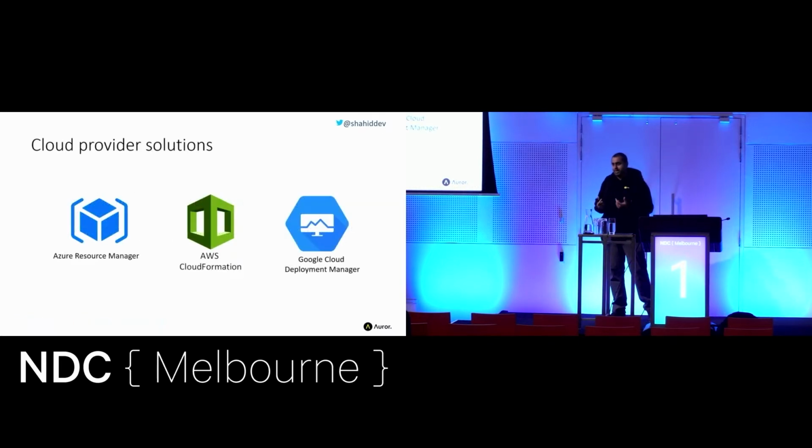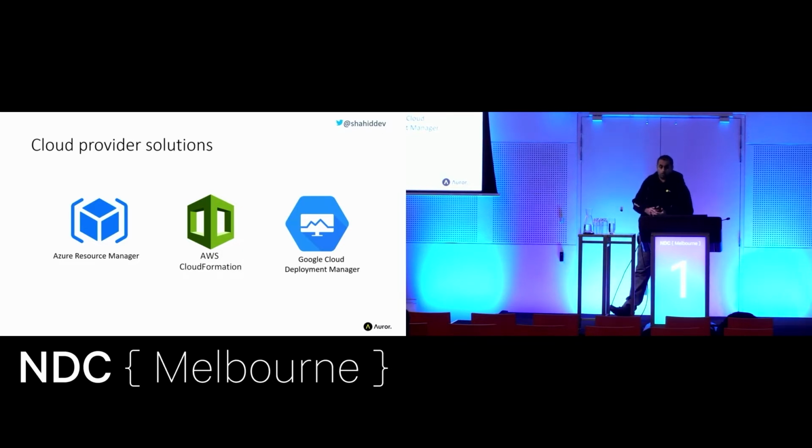When we think about the main cloud providers, they all have essentially a tool, a mechanism for doing this. So Azure has the Resource Manager, AWS has CloudFormation, and Google has their Deployment Manager. I'm an Azure guy, so I'm going to spend most of my time talking about Azure. Most of the concepts I'm describing here are going to be applicable to the other clouds as well.